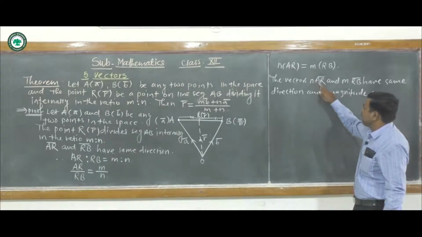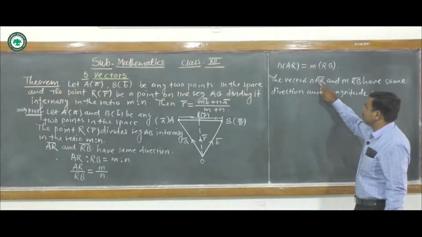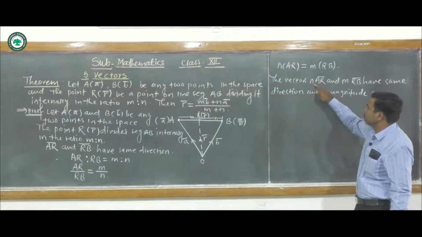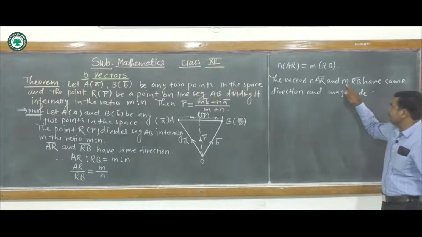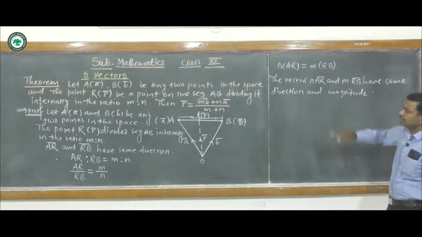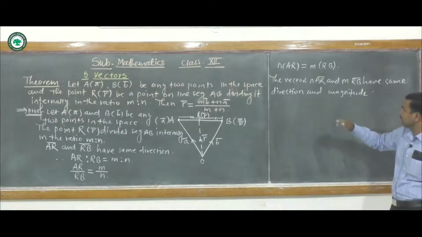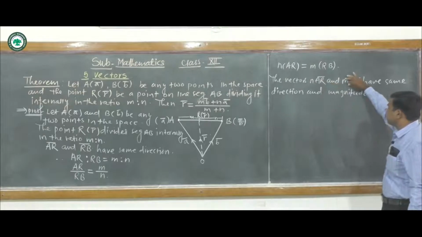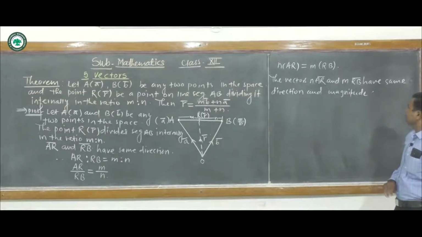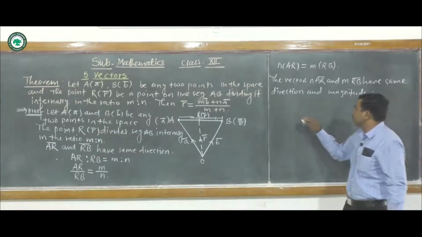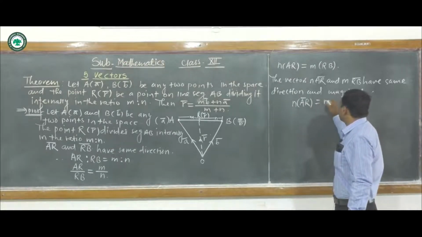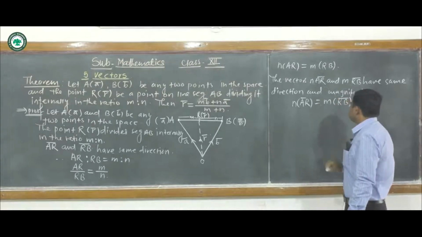See, n into AR bar. n is a scalar, so n into the magnitude of AR bar, that is the length of segment AR, and that is m. So its magnitude becomes n into m. Here m into RB bar, what is the magnitude of RB? That is the length of segment RB, and that is n. So m into n. The magnitude of this vector is mn, and the magnitude of this vector is also mn. Therefore both vectors have the same magnitude and the same direction, so they are equal. Therefore n into AR bar is equal to m into RB bar.